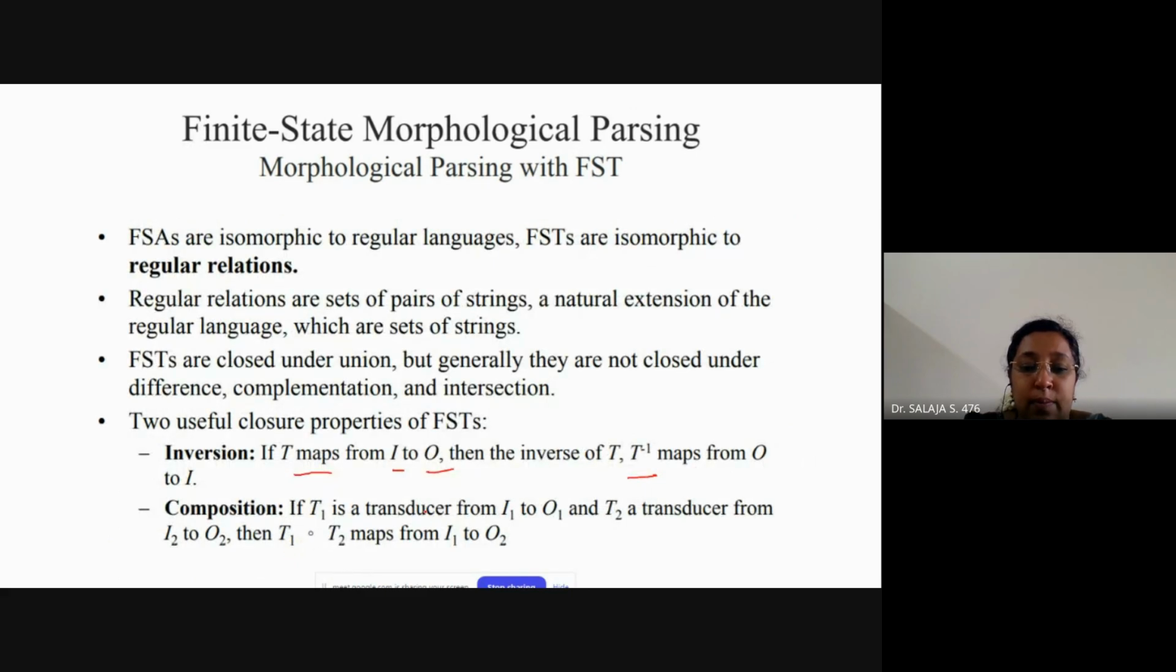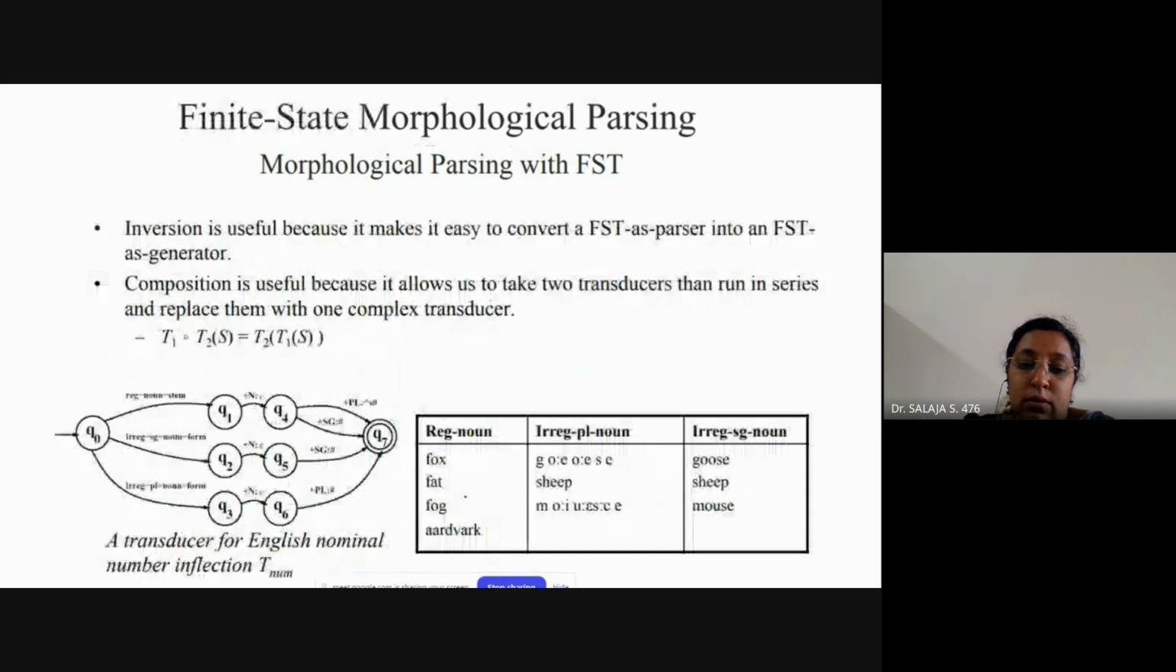Composition is where you have a transducer which maps from I1 to O1, and then you have a transducer which maps I2 to O2. If these two are brought together, then you can map from I1 to O2. We'll see this way.